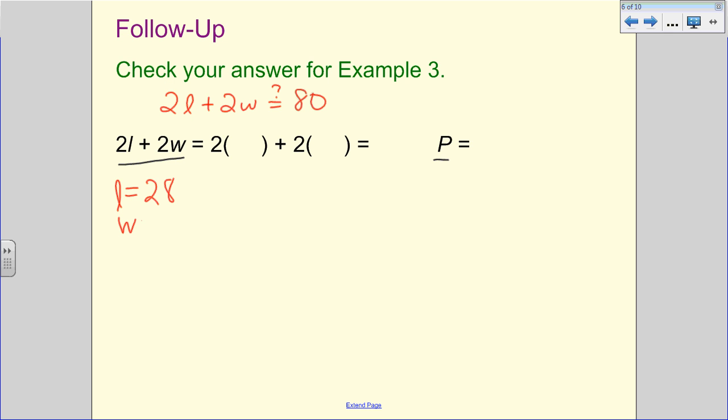We said W was 12. And you're going to check and see if that ends up equaling the 80 feet. This will be a check in class problem, so I'll look at your work.